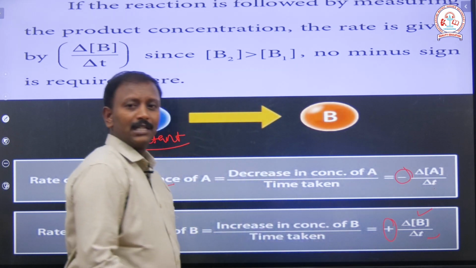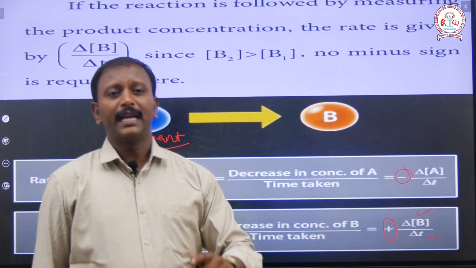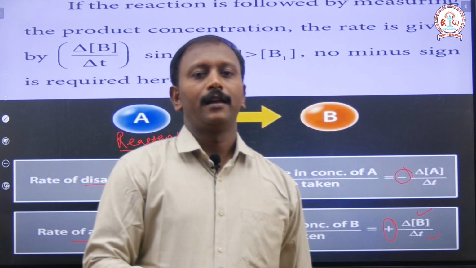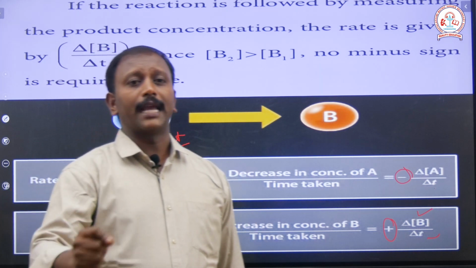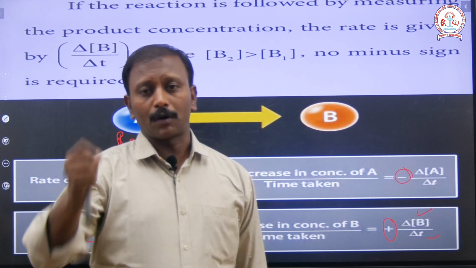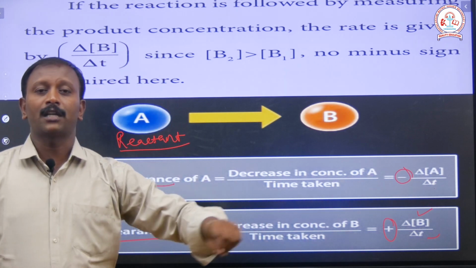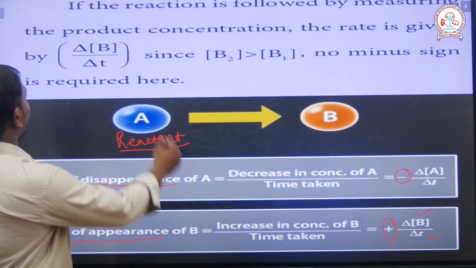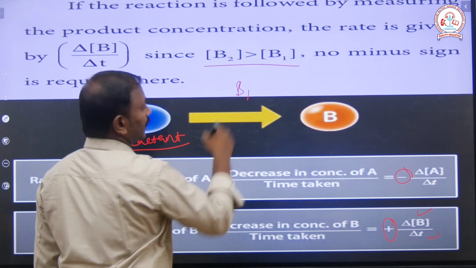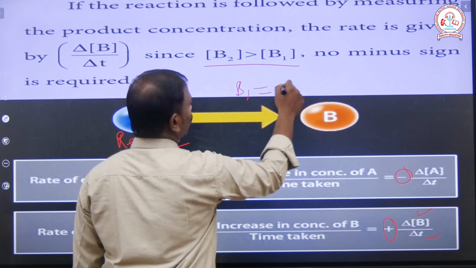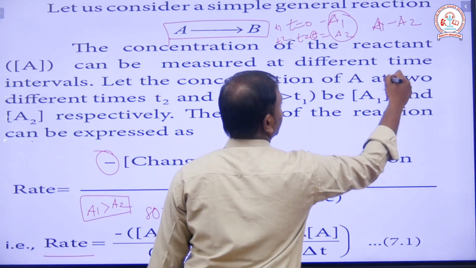Why do we put the plus symbol on the product side? It means the product will be increased or formed after the initial time. The product is 0% initially, but after some time, 20 minutes or 30 minutes, the product will be formed. So we put a plus symbol for the increase in the concentration of the product. If B1 is the product, B1 is initially 0%, and B2 takes some percentage, say 30% is formed.